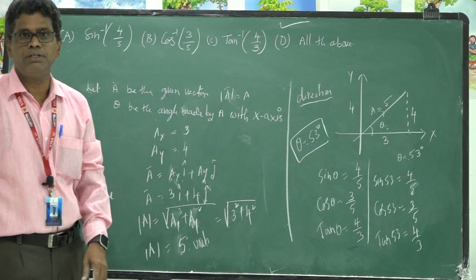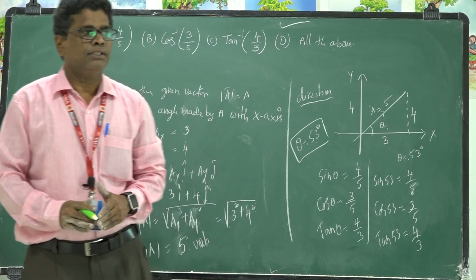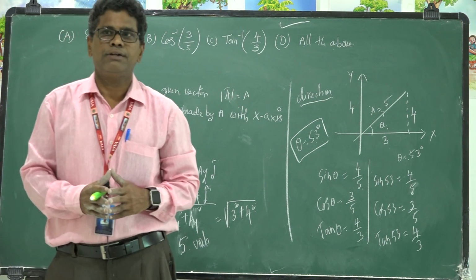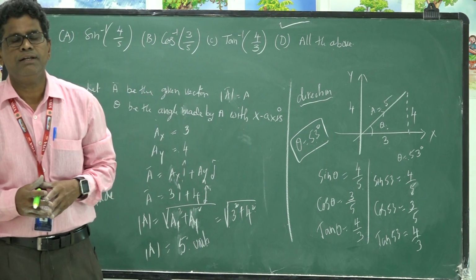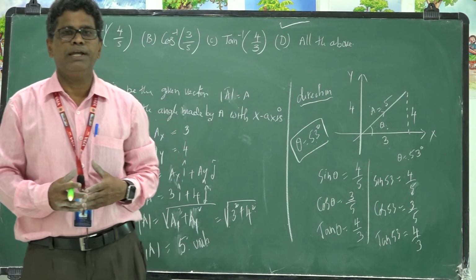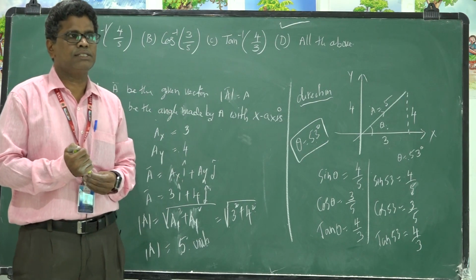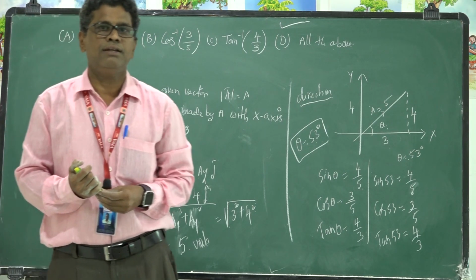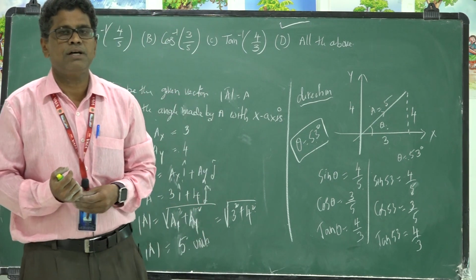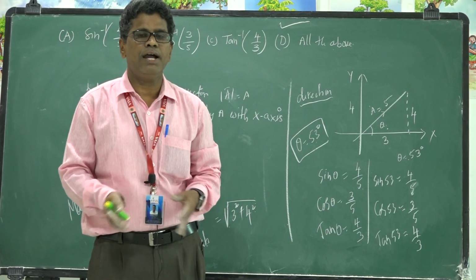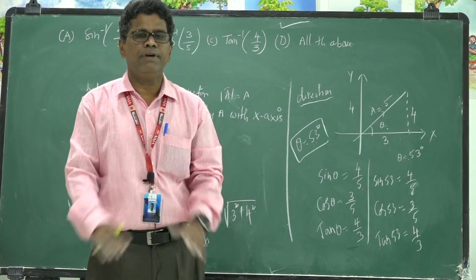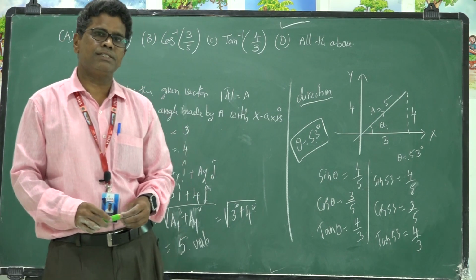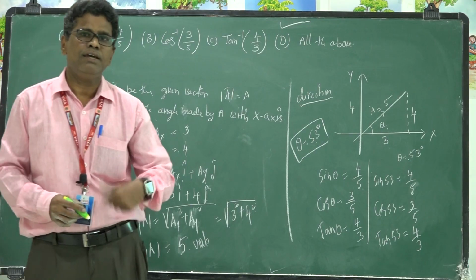So today what we learned: directions of a vector and resolution of a vector. We can resolve a vector into any number of components. In 2 dimensions we can resolve into 2 components. In 3 dimensions we can resolve into 3 rectangular components. If you add all these components again, you will get the vector. But remember, all these components are scalar quantities. If you want a vector, you multiply with a unit vector.